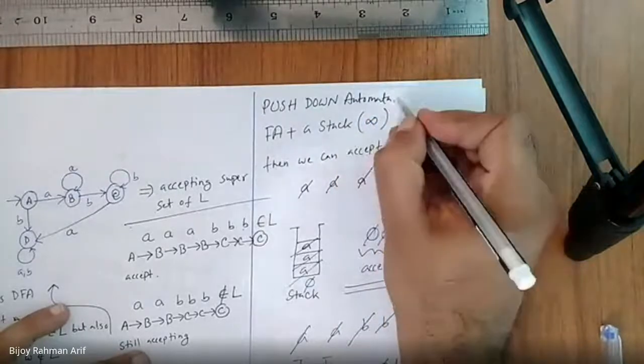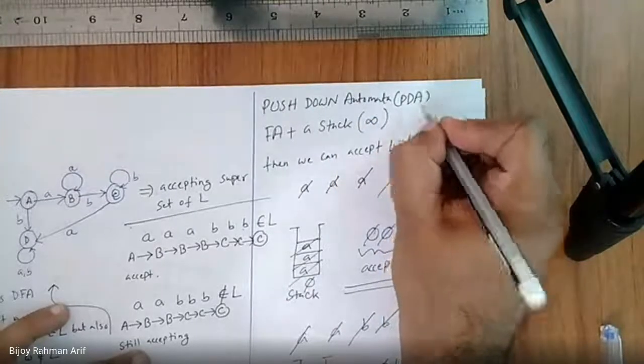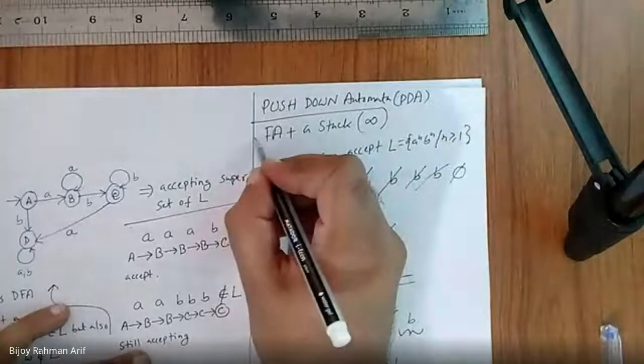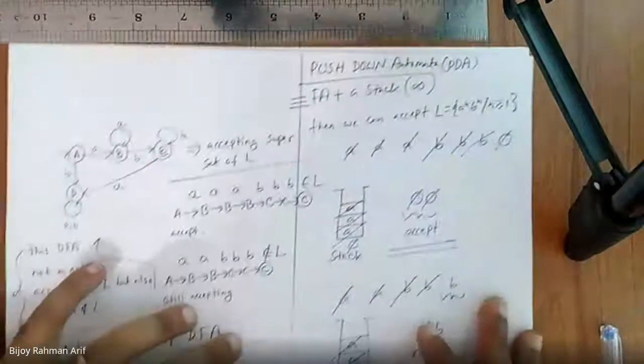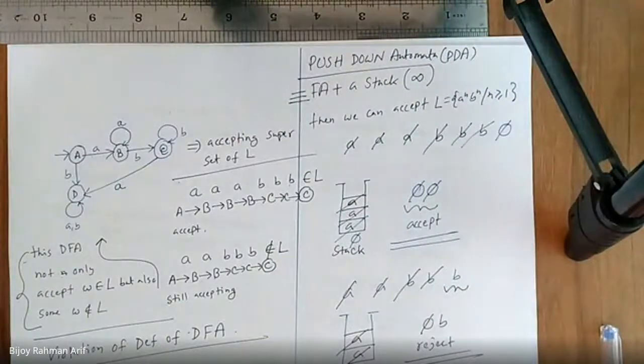Push down automata, or PDA, is more powerful than finite automata. Whenever a finite automata has a stack, an infinite stack, then it becomes more powerful, and that time it starts being called what? Stack.